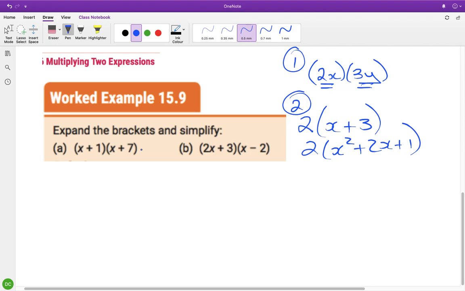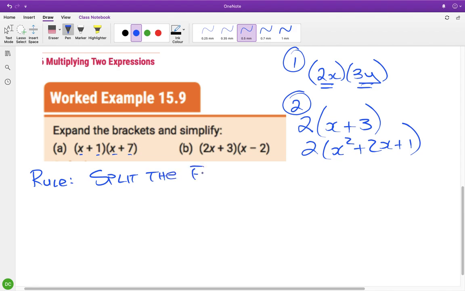Now the third type is where we're back to having 2 brackets, but inside those 2 brackets there's not one thing, there's actually 2 things. So if you look here, we have an x and we have a 1 in the first bracket, that's 2 things, and we have an x and we have a 7 in the second bracket, that's 2 things. Okay, so you need to distribute the same way we did in expanding brackets 2. So we need to distribute that x across the bracket, and we need to distribute the 1 across the bracket. So there's kind of a little rule to do this.